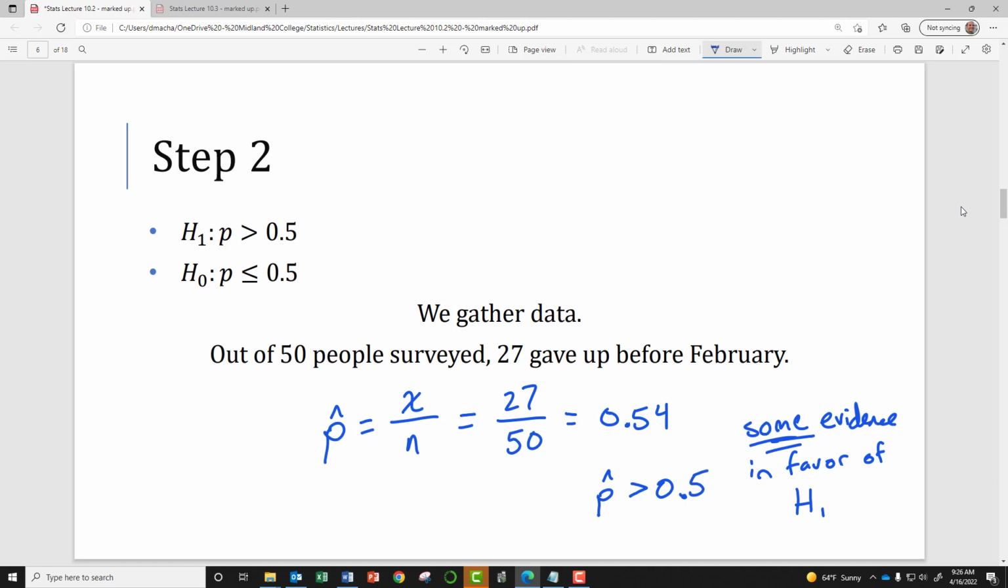Do the results of my survey represent enough evidence where we can conclude with certainty that the population proportion is greater than half? We figured out my sample proportion was greater than half, but the sample proportion is not necessarily the same as the population proportion. So how much certainty do we have that the true population proportion is greater than half?